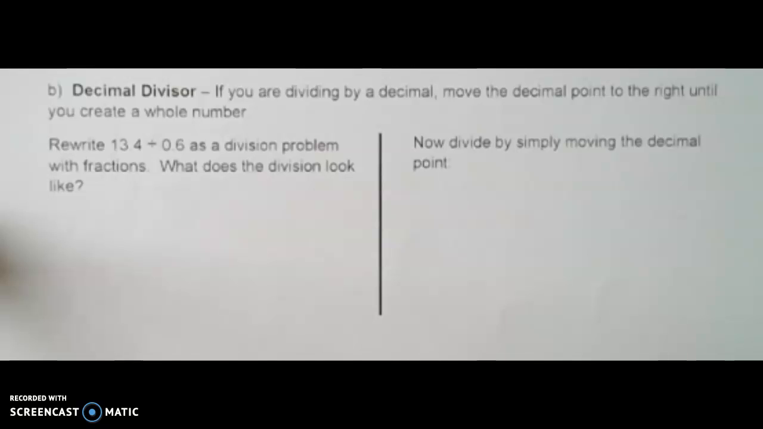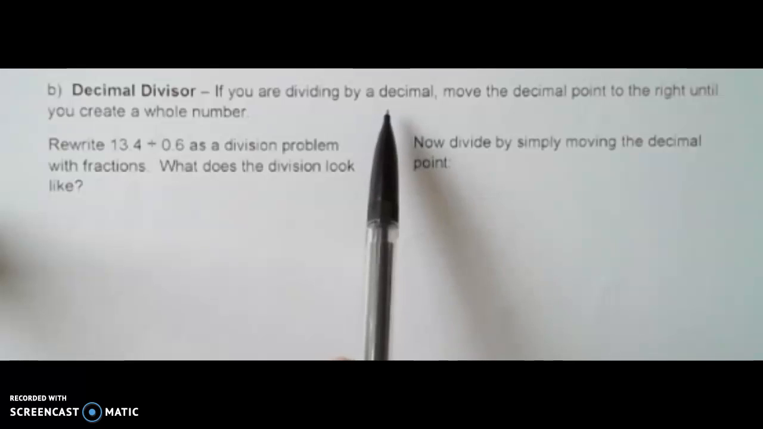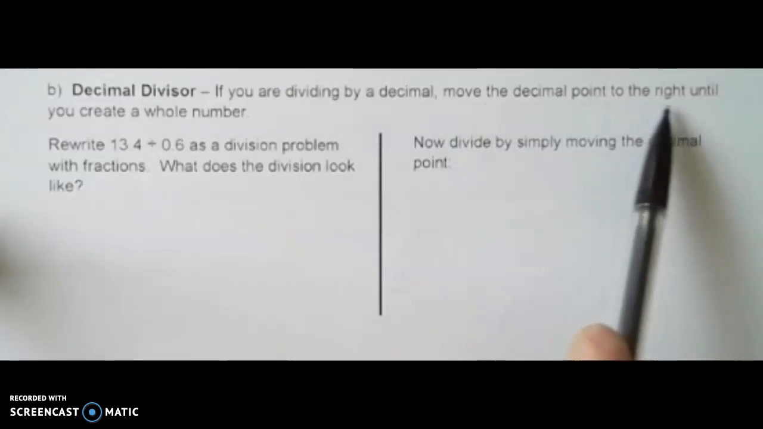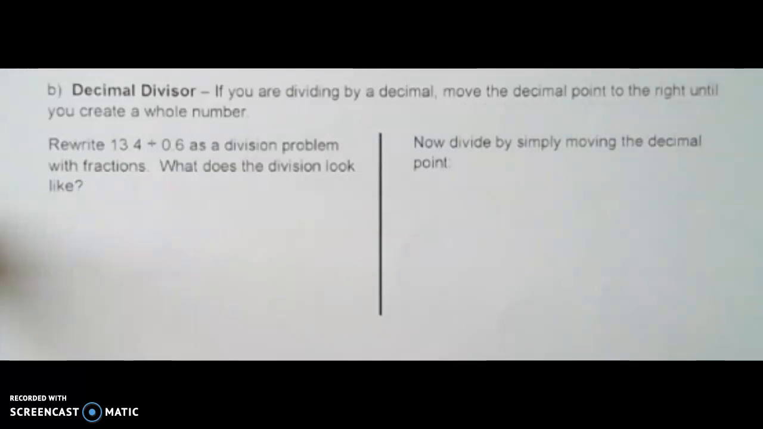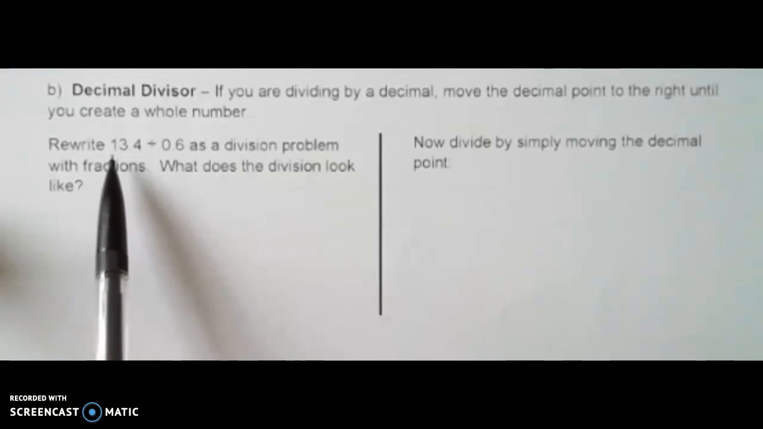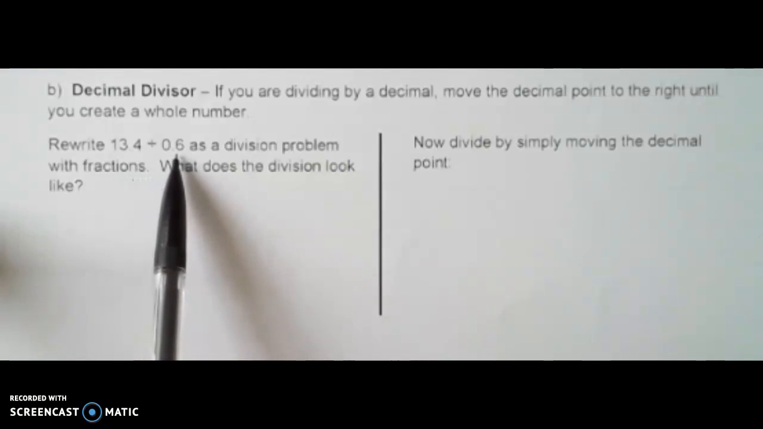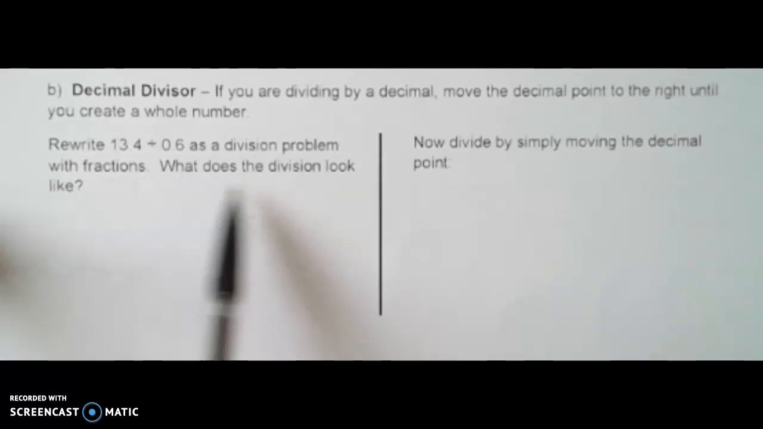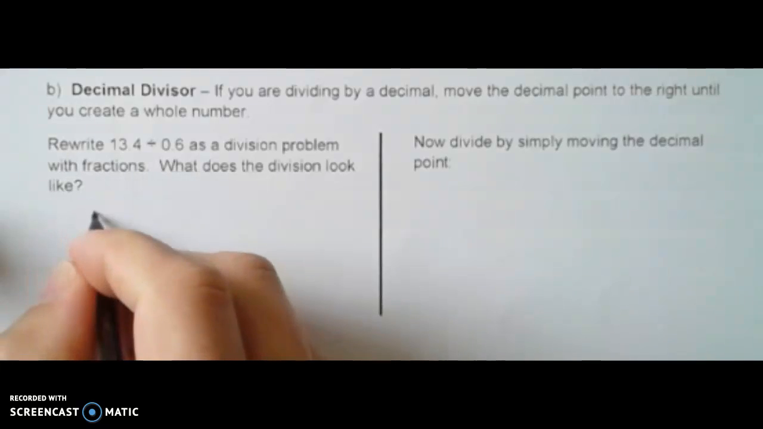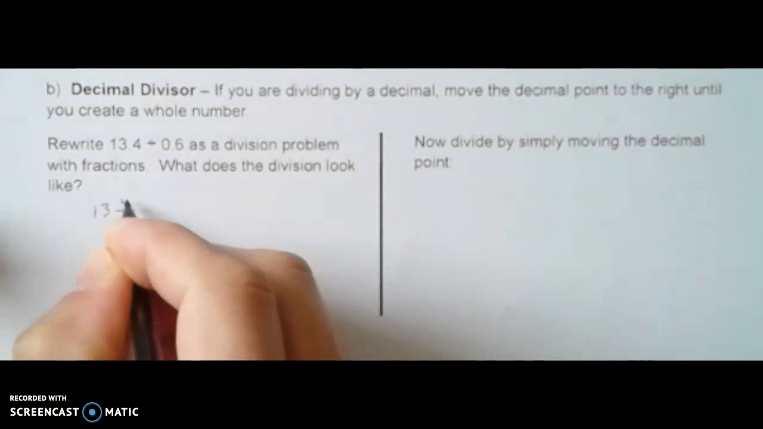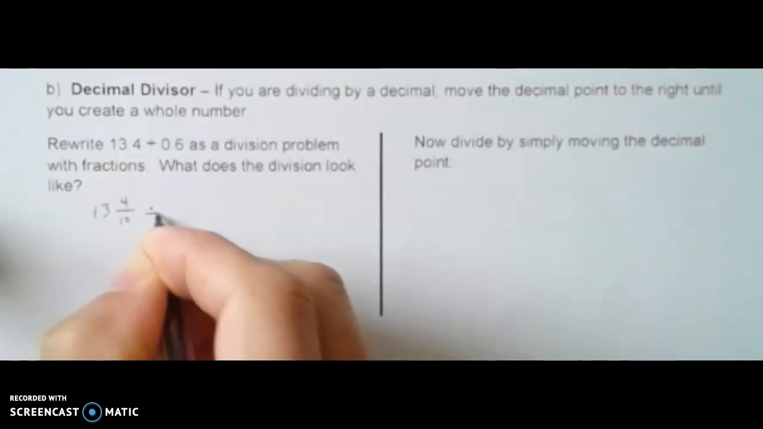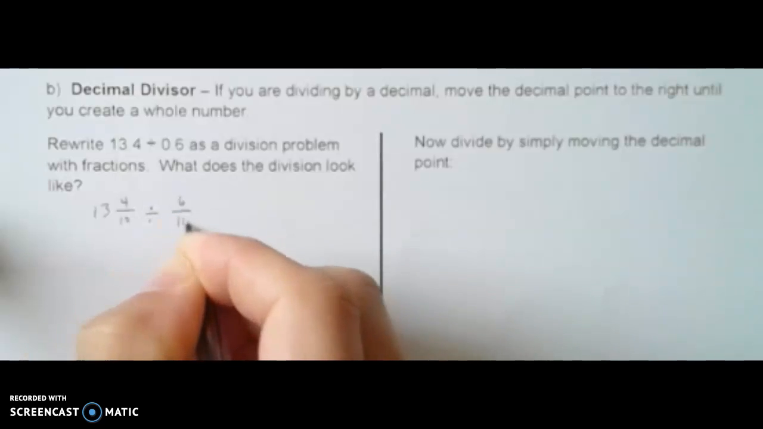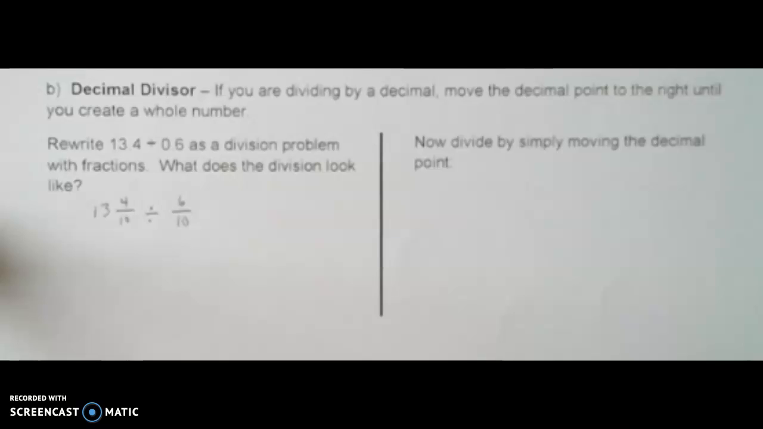So what happens if the divisor is a decimal? If you are dividing by a decimal, then you can just move the decimal point to the right until you create a whole number. For example, if we have 13 and 4/10 divided by 6/10, we're going to rewrite this as a division problem with fractions, and then we're going to ask ourselves what this division looks like. So 13 and 4/10 divided by 6/10. That's what it would look like with fractions.